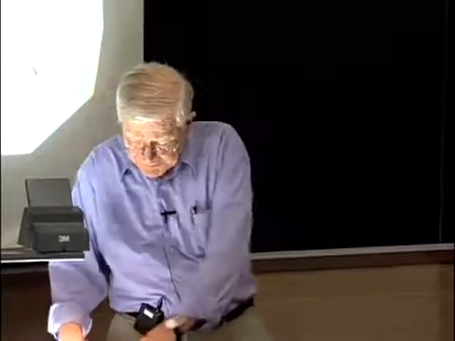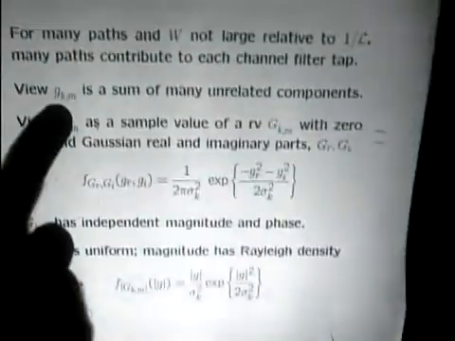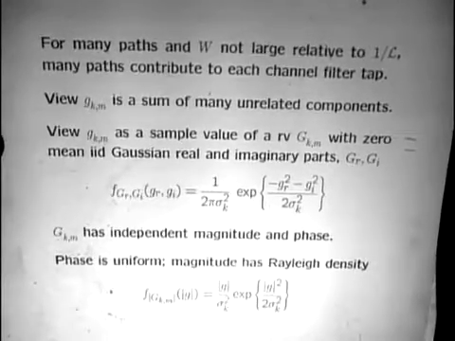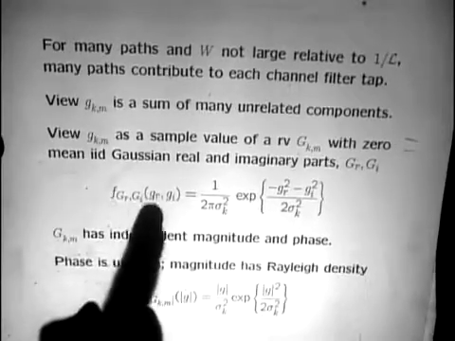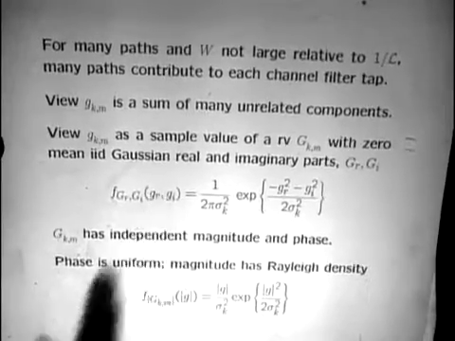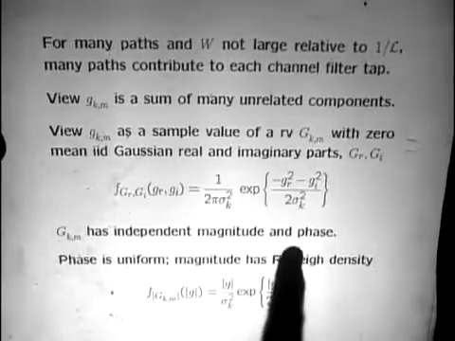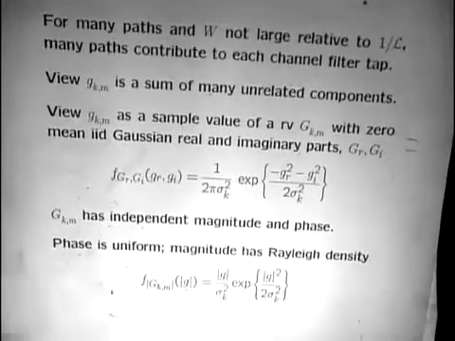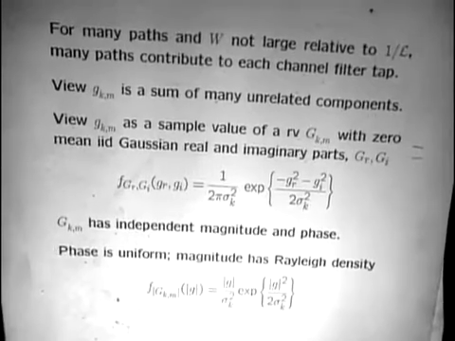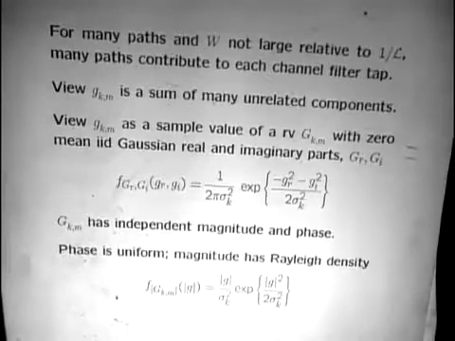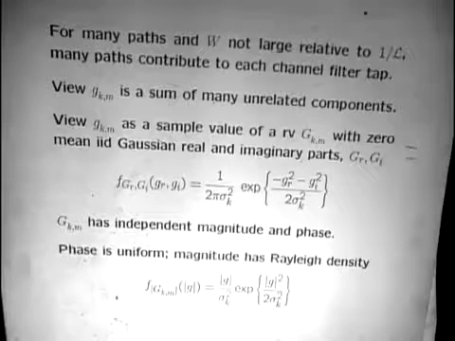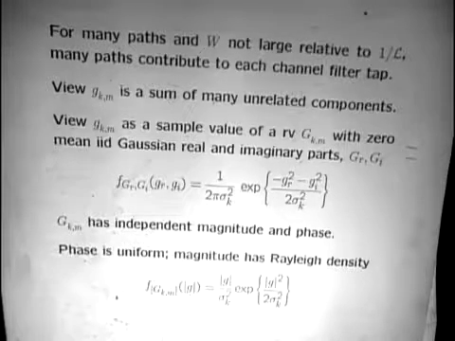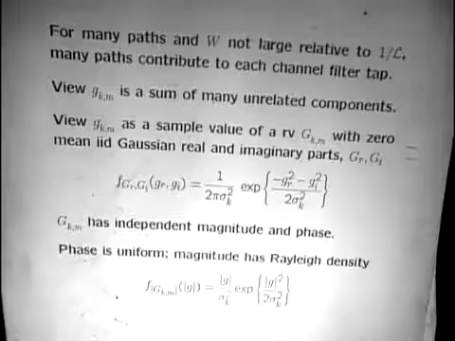Okay, so you're going to view each of these taps in this time-varying filter as a sum of lots of unrelated components. And therefore, we're going to take the density of these taps in a statistical model as being jointly Gaussian, a proper Gaussian random variable for each of them. What happens at different taps is jointly Gaussian. So what we wind up with is a model for wireless channels, where the channel itself is a Gaussian random process, and it's a Gaussian random process both in tau and in t.